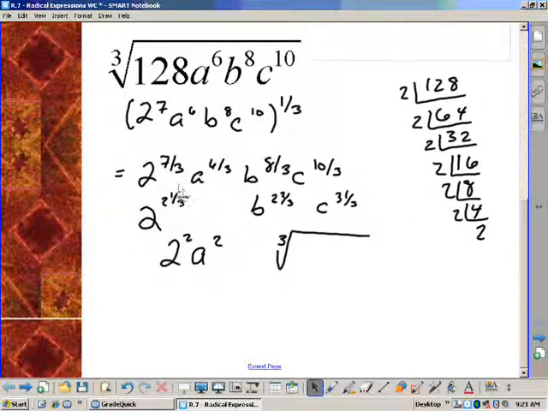Now, what am I going to do with this 1/3? Well, remember, the 3 is being taken care of by the root here. So that means I'm going to put 2 to the 1st power underneath my radical 3.